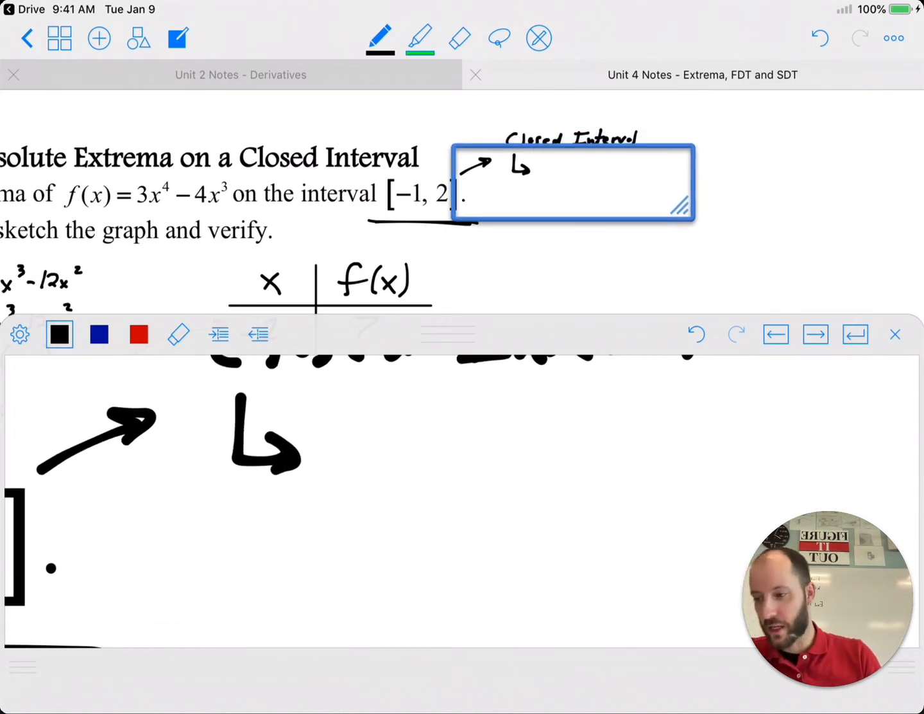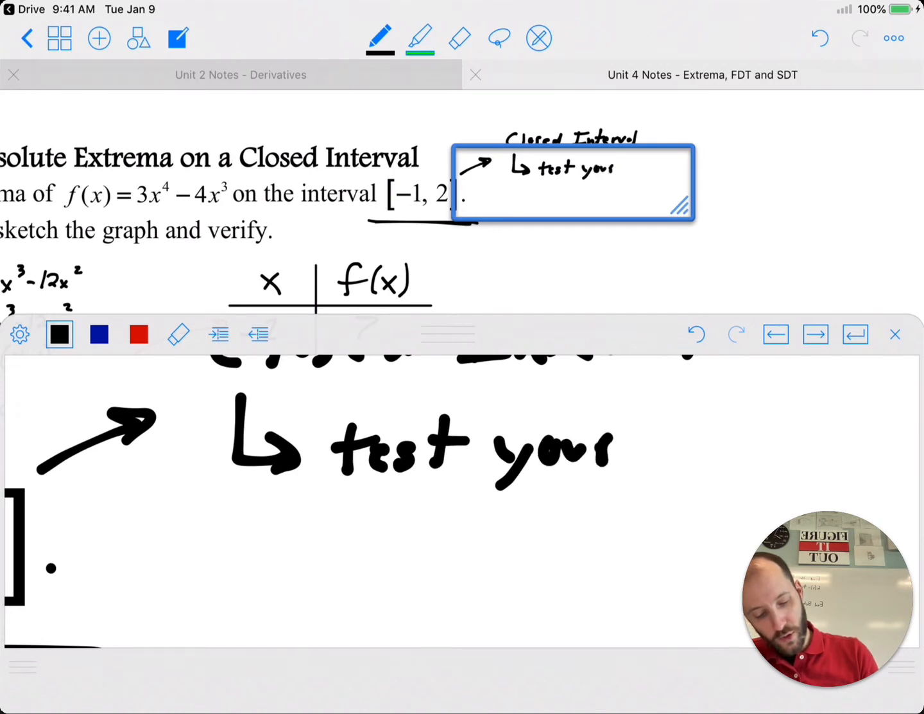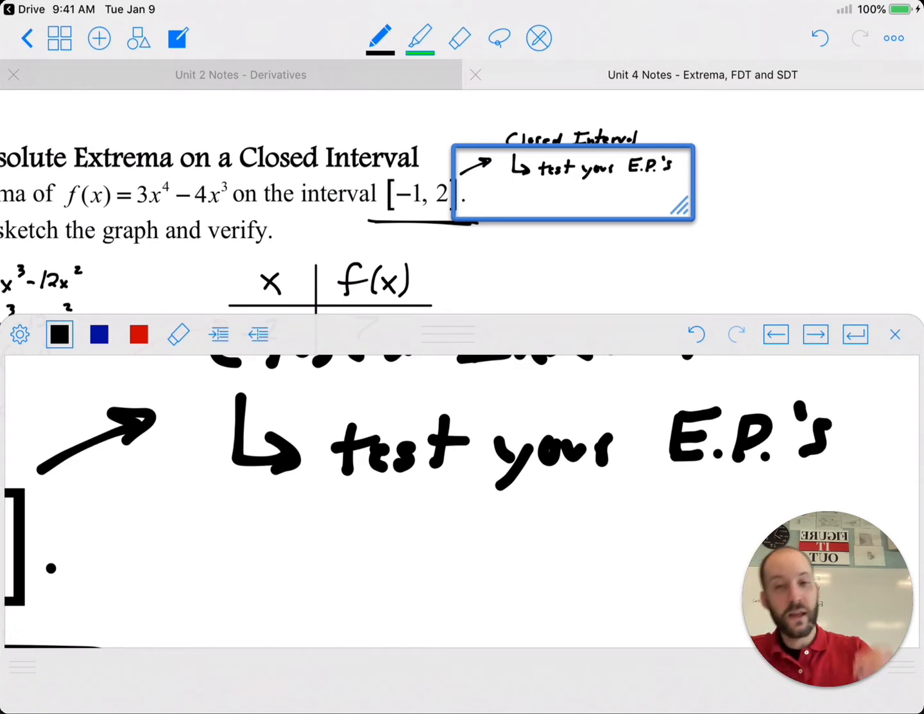So when you see that closed interval, don't forget, test your endpoints. If you're only finding relatives or it's an open interval, you don't have to. When it's closed, make sure you do that.